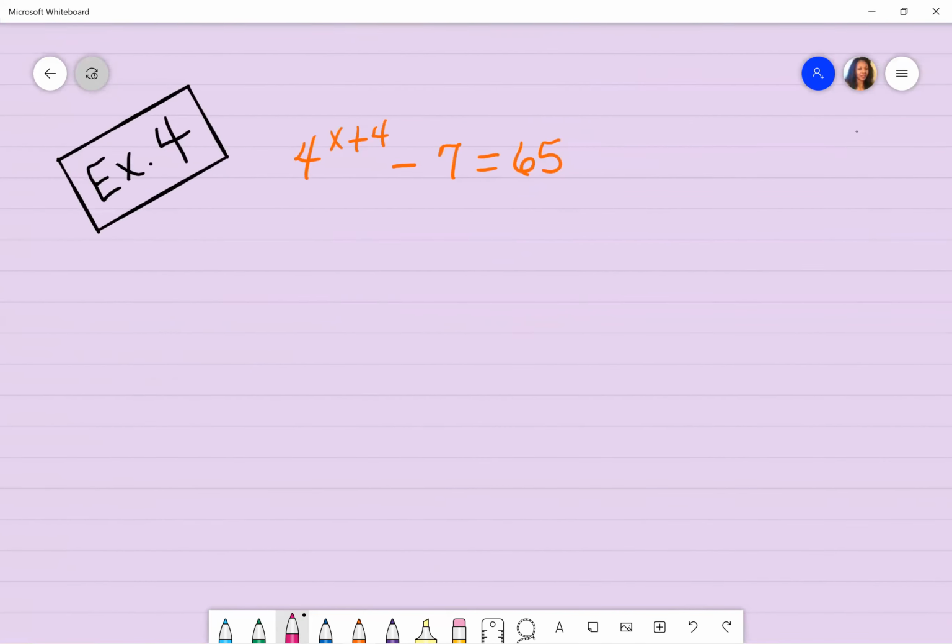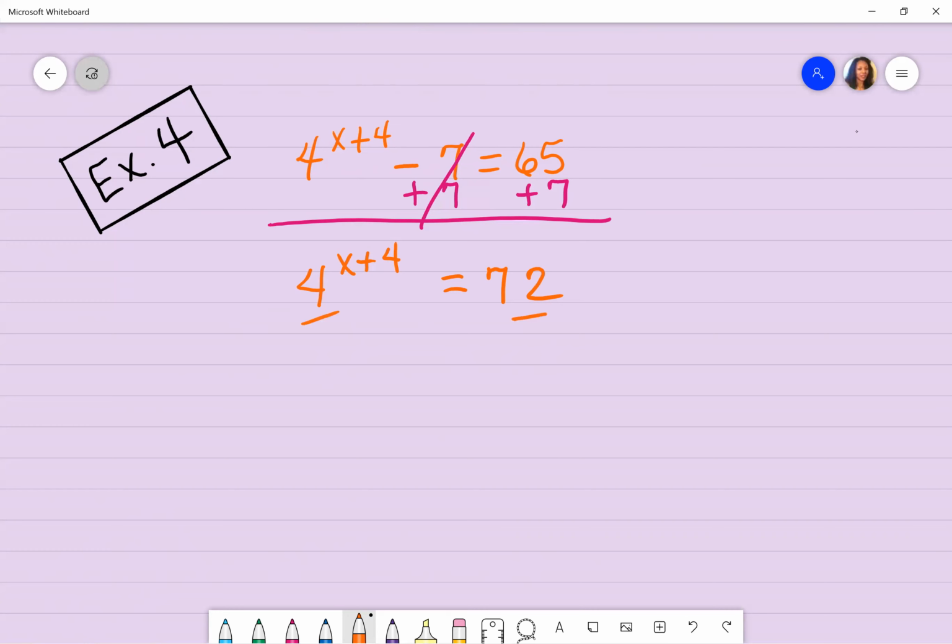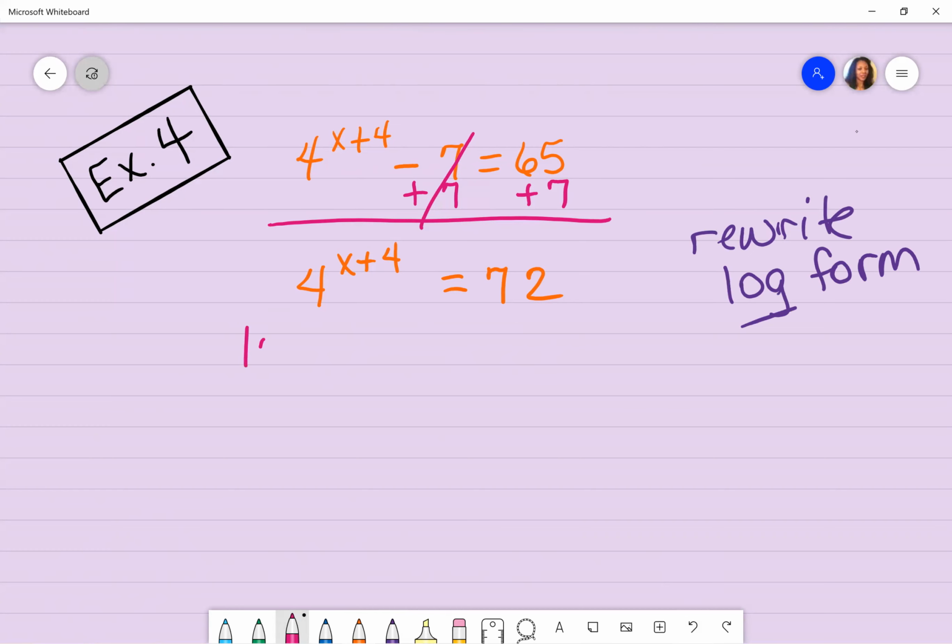And then finally, if I have a problem that looks like this, what I want to do first is I want to move my constant over. And I have 4 to the x plus 4 power is equal to 72. Now, when I see that I have it in exponential form and I'm kind of lost, I don't have bases that I can go ahead and rewrite, that's when I want to rewrite it in log form. So I'm going to rewrite in log form. Guess what that means? I will have the abbreviation log. So that's the first thing I'm going to do. I'm going to write the abbreviation log.